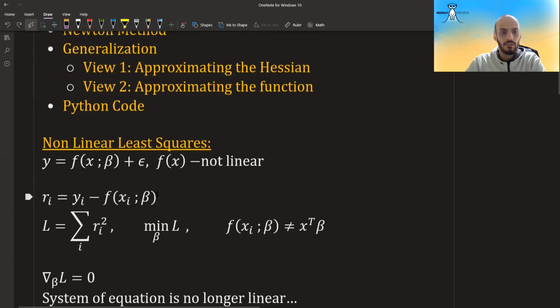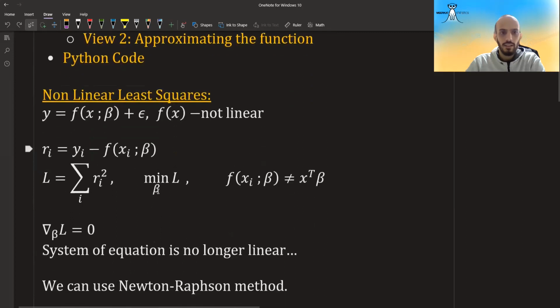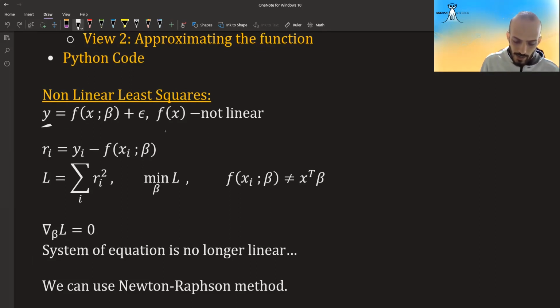Okay, so what is nonlinear least squares? Well, nonlinear least squares is when you have some response variables, some y's, and they are related to some predictor variables, some x's or covariates, but the function is nonlinear in terms of the betas.